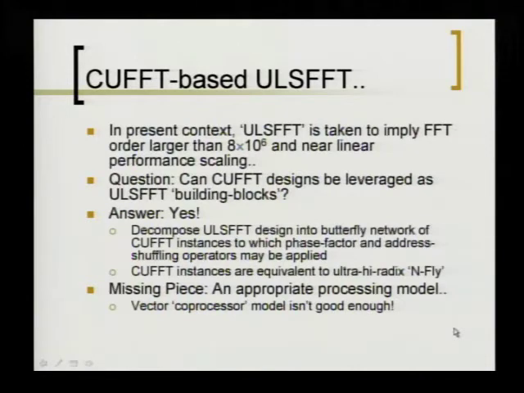And in general terms, the way that we do this is the following. We take the original butterfly network for an FFT that might be billions of points, we reorganize that network into ultra large scale or ultra large fly instances. Radix 1024 is no problem, and higher is no problem.